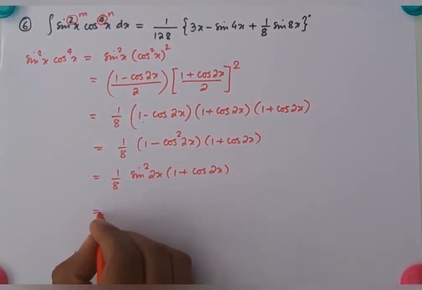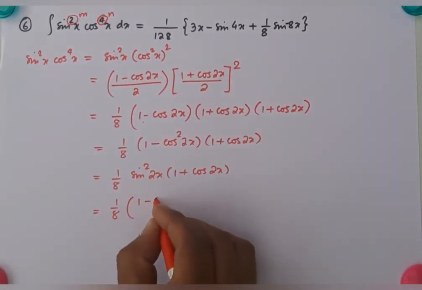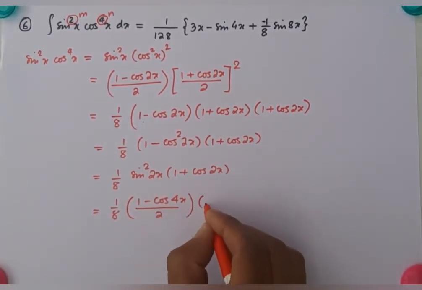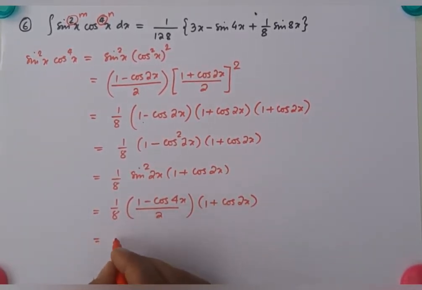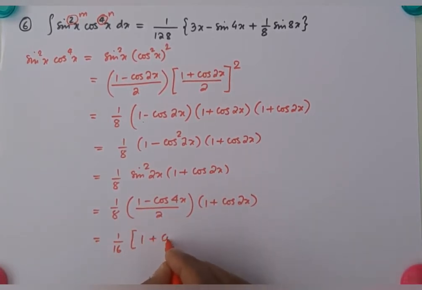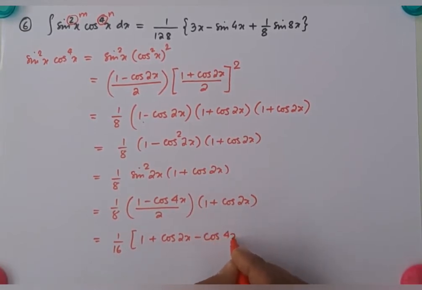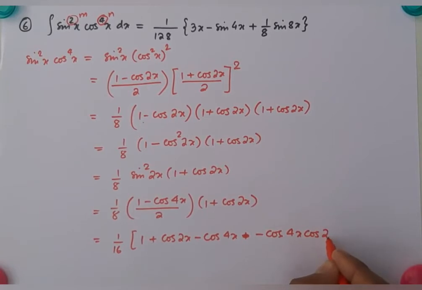Now again you can write this sin square x as (1 minus cos 4x) by 2, double of this is 4x, into (1 plus cos 2x), right? Okay, so we have 1 by 16 then. So 1 into 1 is 1, 1 into cos 2x is cos 2x, minus cos 4x into 1 is cos 4x, plus minus into plus is minus, so cos 4x cos 2x.